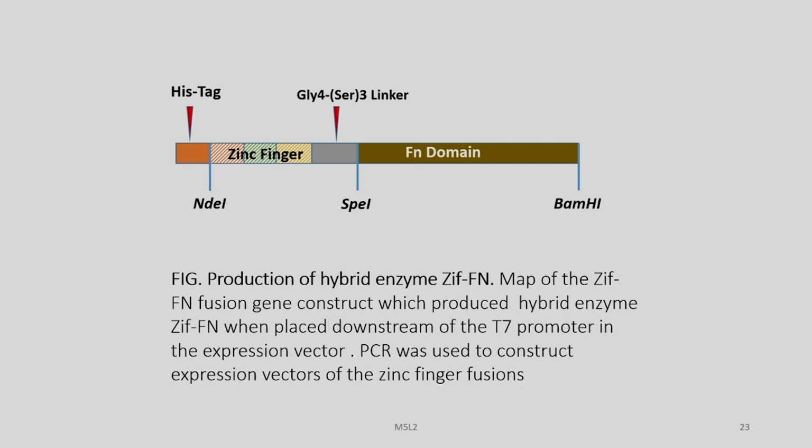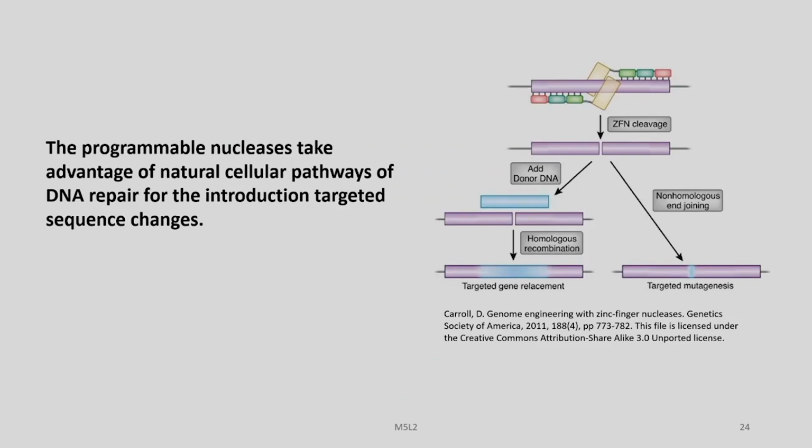This is a map of the zinc finger nuclease fusion gene construct which produces the hybrid enzyme ZFN when placed downstream of a T7 promoter in an expression vector. PCR was used to construct expression vectors of the zinc finger fusions. The programmable nucleases take advantage of natural cellular pathways of DNA repair for the introduction of targeted sequence changes.